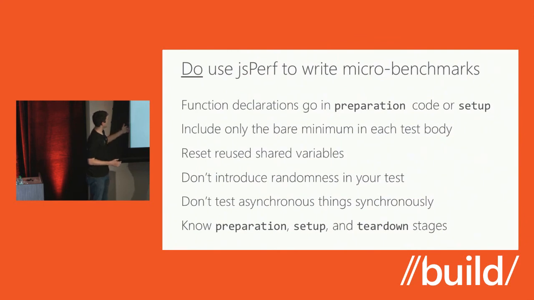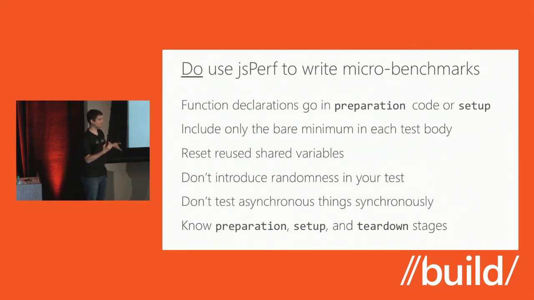So the preparation code allows for your HTML and your setup, or your variables and things that you need to be defined, like HTML. And then your setup allows you to create local variables. For example, those developing in JavaScript know there's a cost between going from local lookups to global lookups to local variable access. And so you can define your local variables in your setup. And teardown is just the opposite of setup. It allows you to clean up anything that you've done.